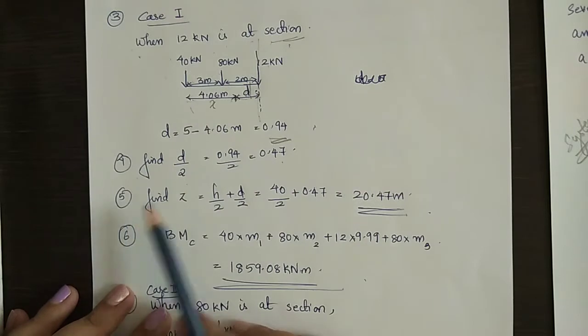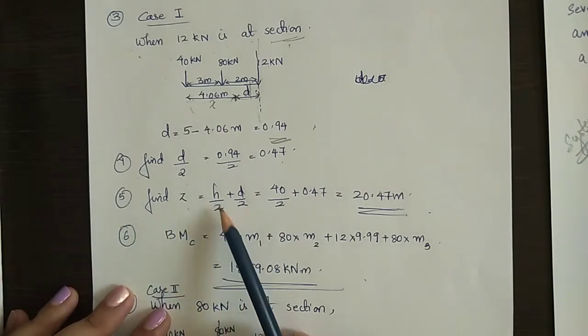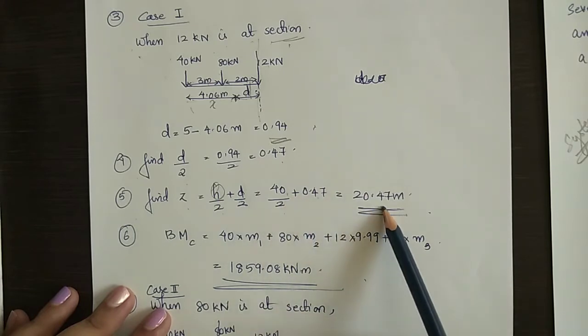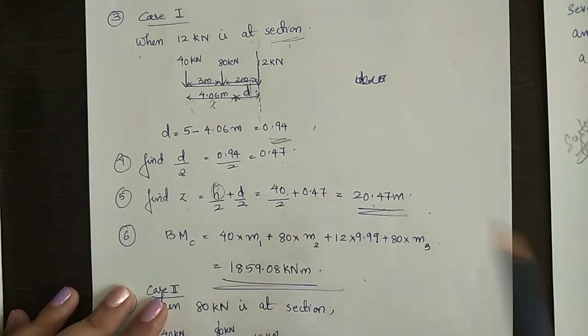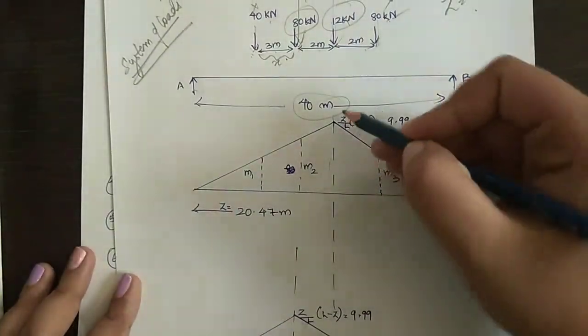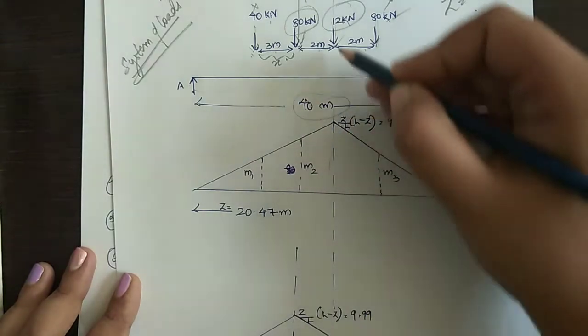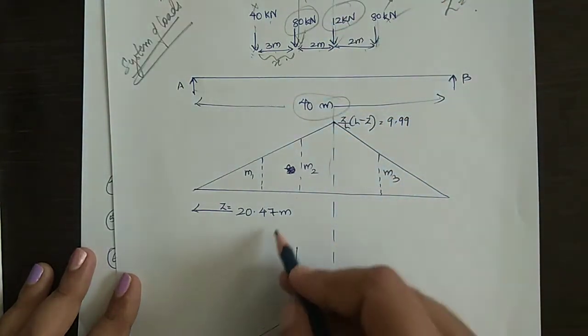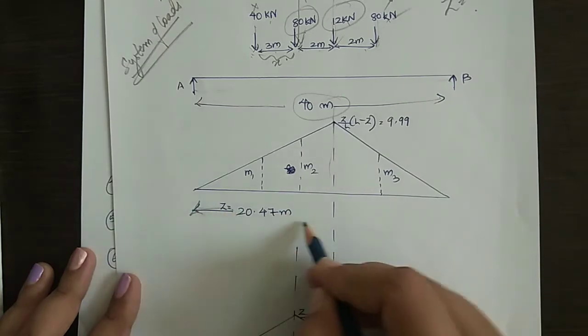Now to find out the distance of section Z, we have to use the equation L by 2 plus D by 2, where L is span. 40 by 2 plus D by 2, that is 20.47 meter. That is, the section Z is at a distance of 20.47, that is that 12 kilonewton is at a distance of 20.47 meter from A. Mark the distance.